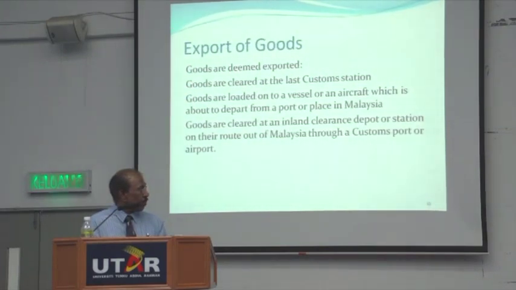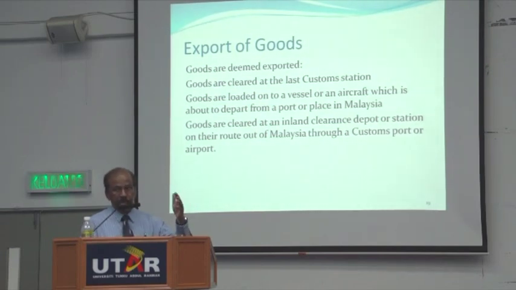Okay. So goods are deemed exported. So certain goods which are sent overseas are cleared at the last customs station when they are going to go out of the country. The goods are loaded on a vessel or an aircraft which is about to depart from a port or place to Malaysia. So in this case, of course, they are all being exported to another country. The goods are cleared at an inland clearance depot or station on their route out of Malaysia through a customs port or airport. So any of these places are deemed exported, even though they are still in Malaysia, as far as we are concerned, they are going to go for export.